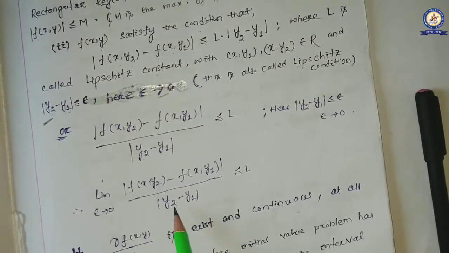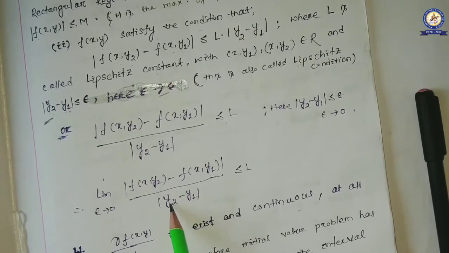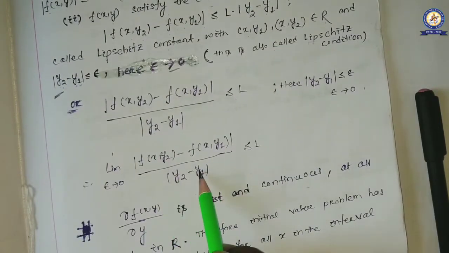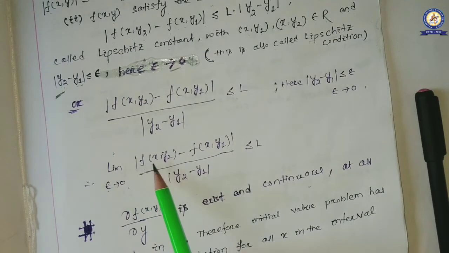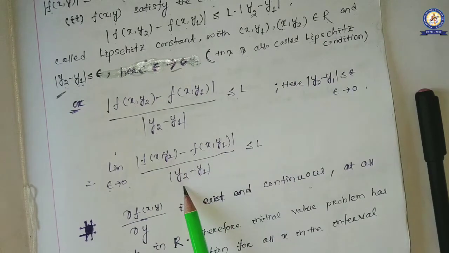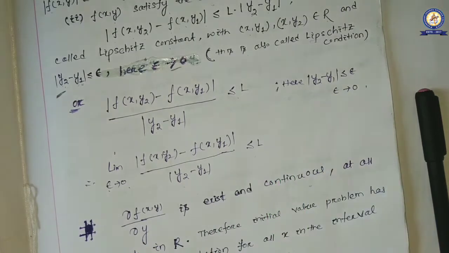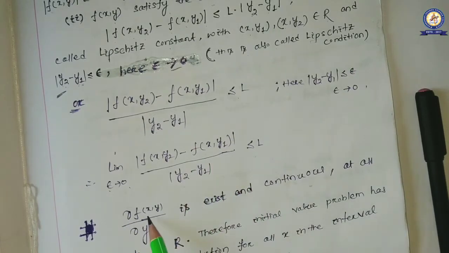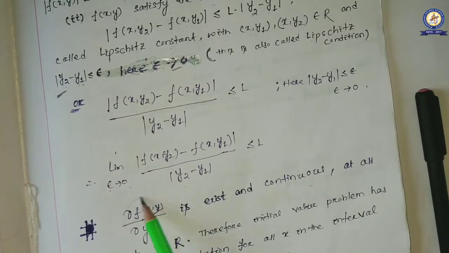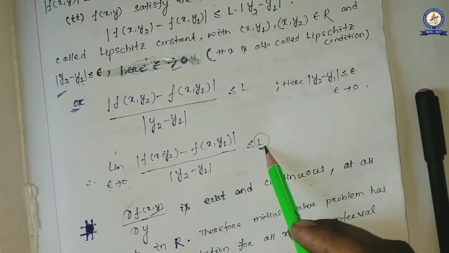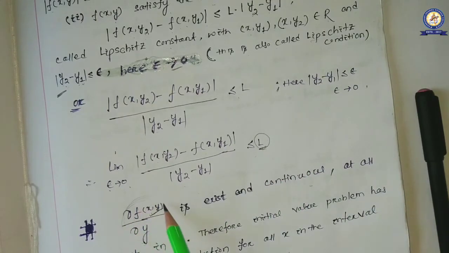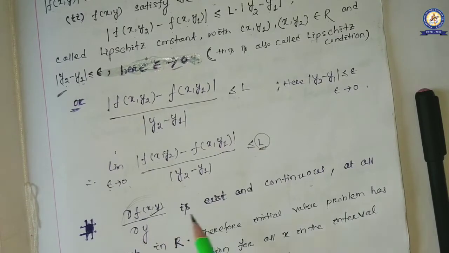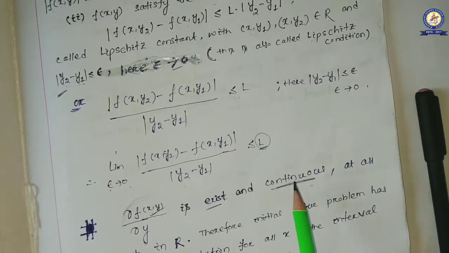Or here you can see y2 minus y1 is nothing but approximately 0, because both are approximately the same. So as epsilon tends to 0, this denominator tends to 0, so we can write the limit as epsilon tends to 0 of the modulus of f(x, y2) minus f(x, y1) by y2 minus y1 is less than or equal to the Lipschitz constant. So this is nothing but your first derivative of f(x, y), right? So if the first derivative of f, that means del f by del y, exists and is continuous, then it will be called your second condition.